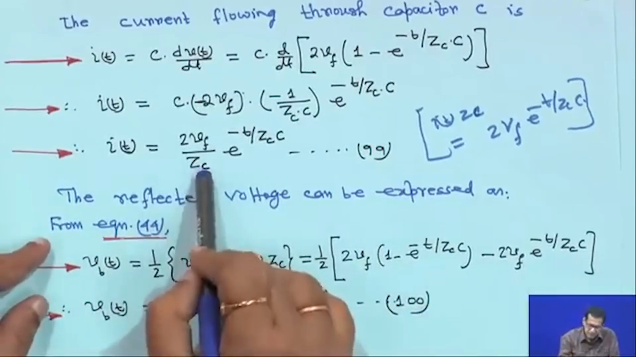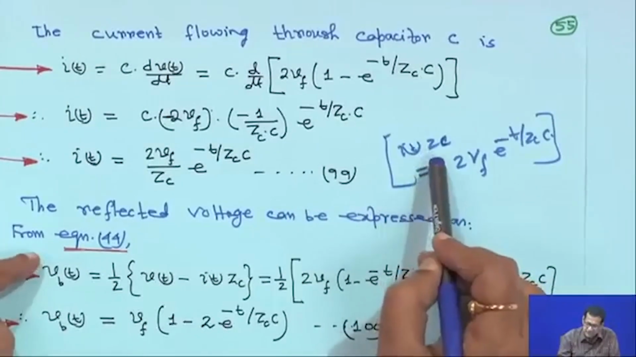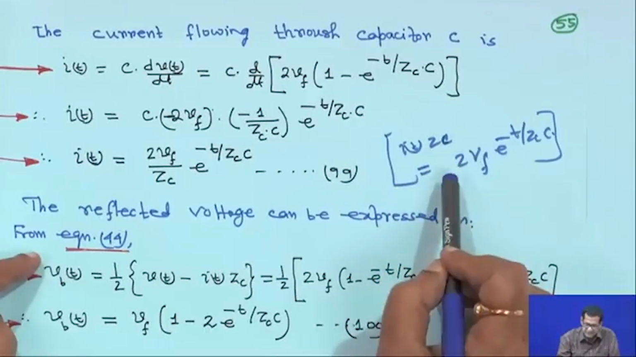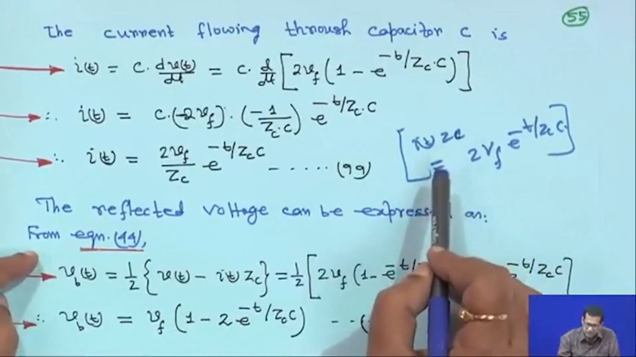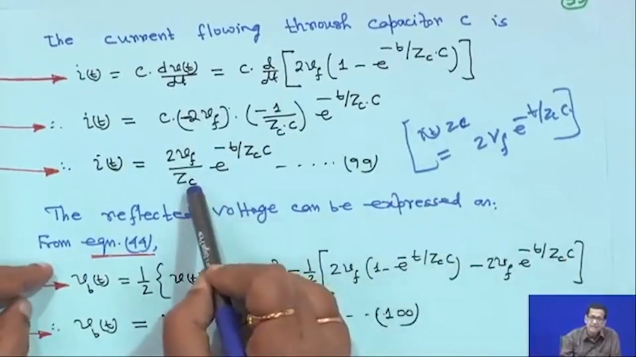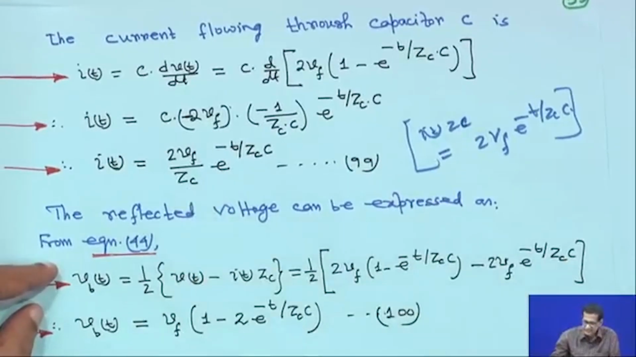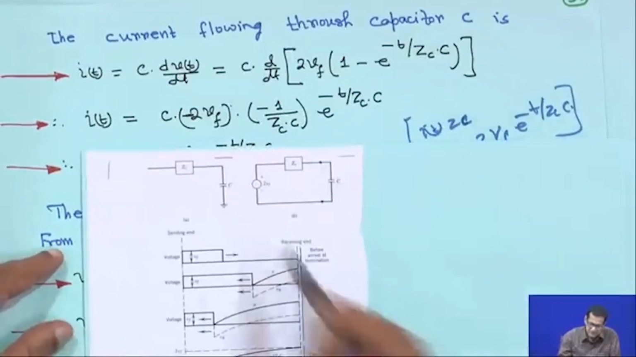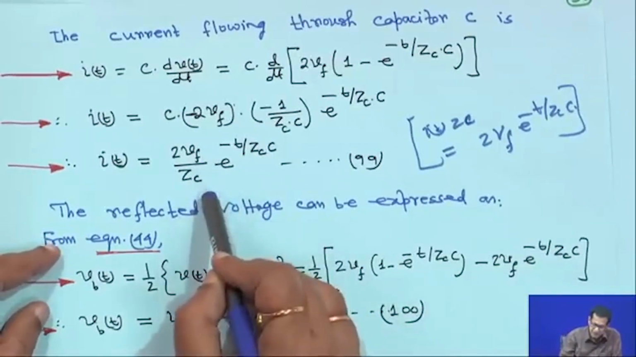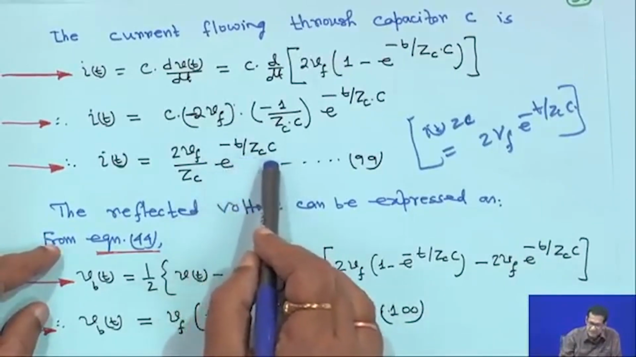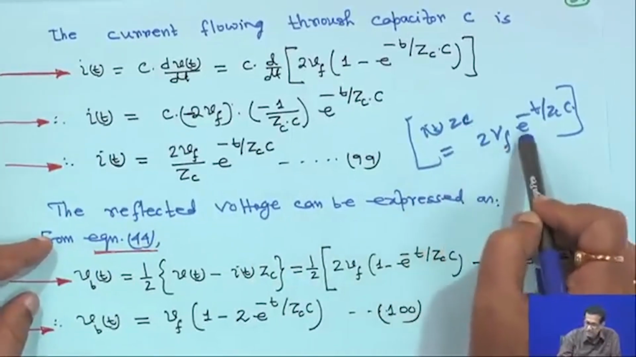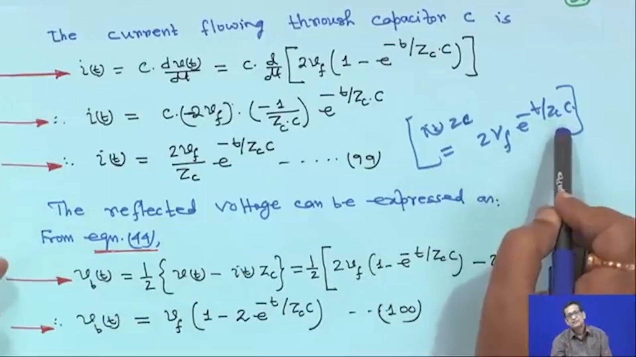Therefore, if you go for cross multiplication, this is required. So, It into Zc, where Zc is the suffix here because it is the characteristic impedance of the line, so it is Zc, C is the suffix here. So 2Vf upon Zc e to the power minus t upon Zc into C, that means Zc into It. So, Zc into It is equal to 2Vf e to the power minus t upon Zc into C.